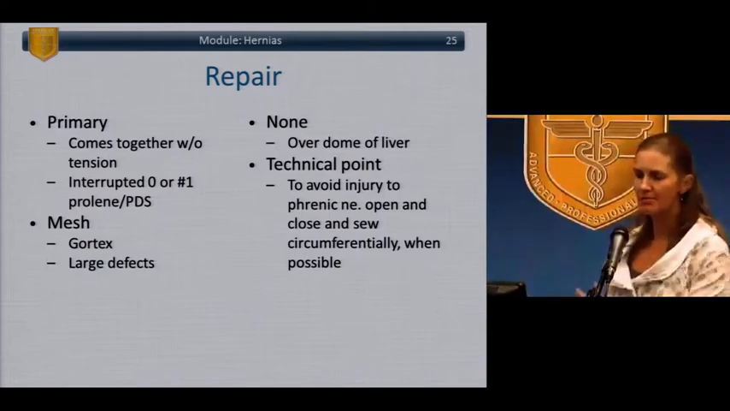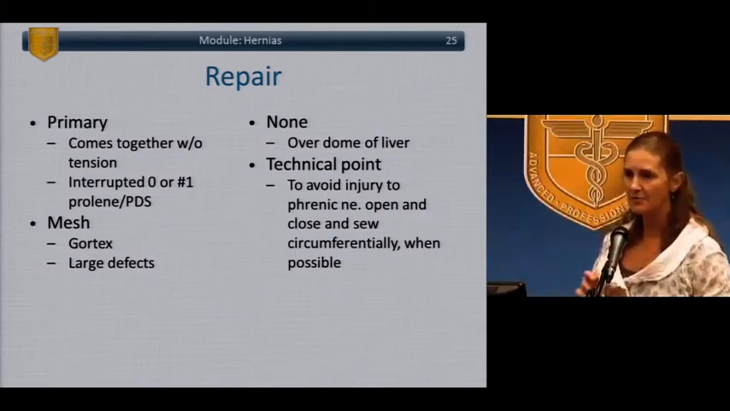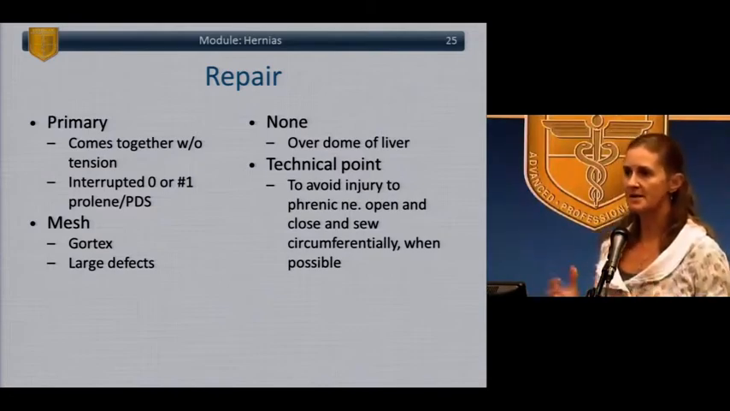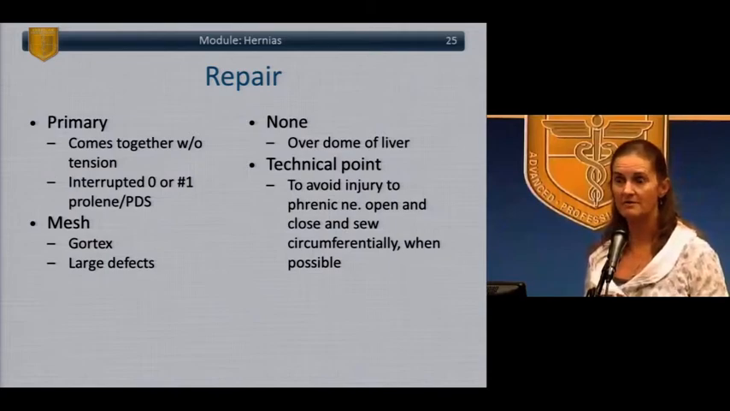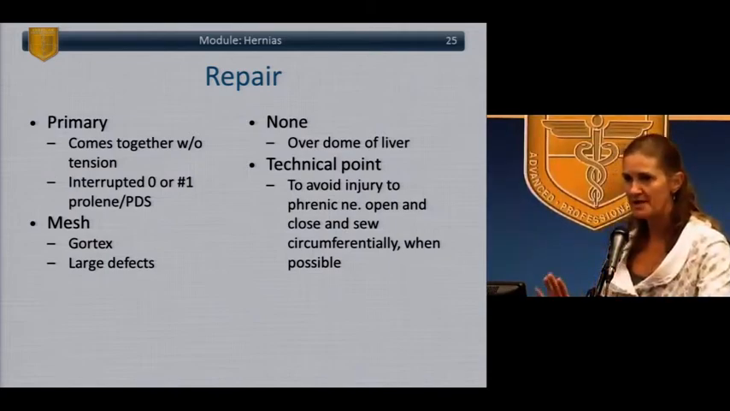You're going to try to pull that diaphragm together, and then if you're successful with no tension, you do not need to buttress it with any kind of patch. But even if you attempt to pull it together and you think that you're successful, slap a piece of mesh on top and reinforce that repair just in case your repair doesn't hold.